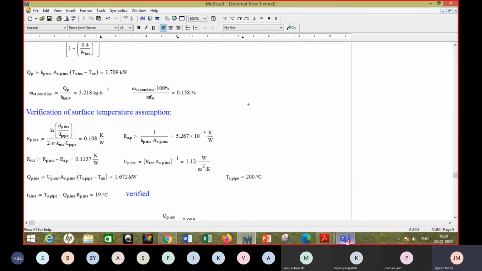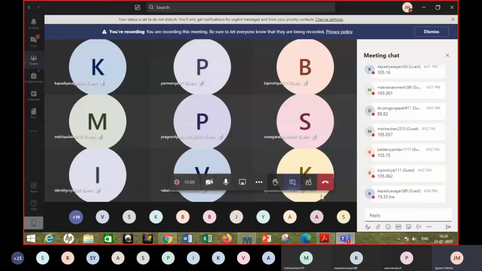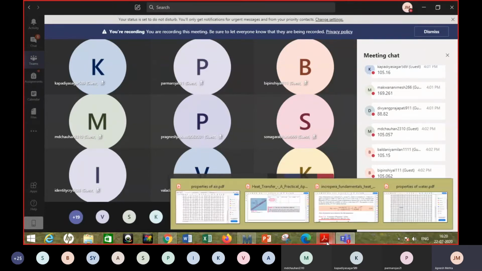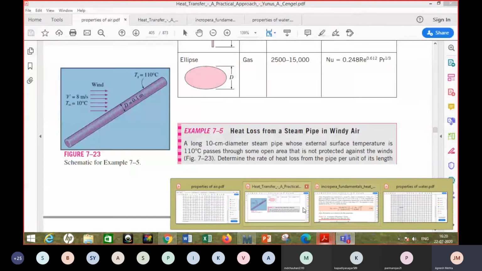So I hope this example is almost completely understood. In case you have some difficulty, you can write it in the chat box, or you can even convey it later. And this video also will be uploaded, so you can watch it later also.